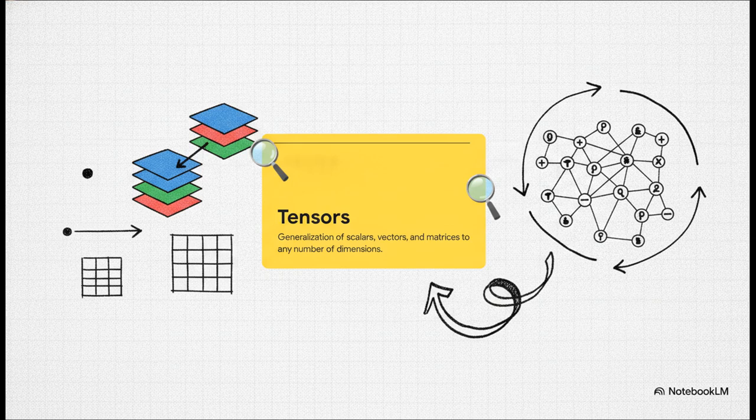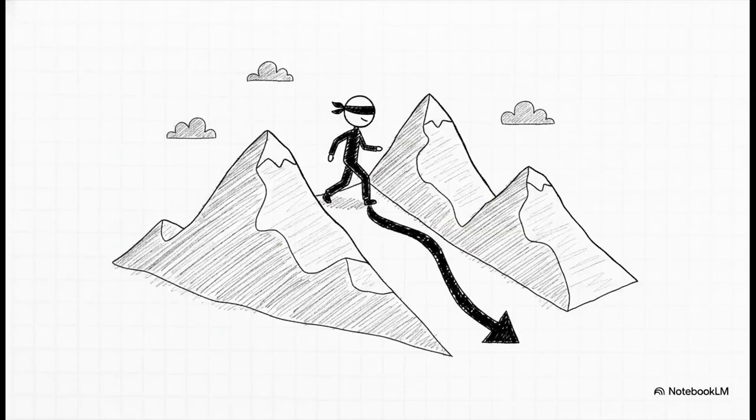And these networks learn by adjusting parameters. You can think of parameters as literally millions or even billions of tiny internal mathematical knobs that weigh the importance of that data. But how on earth does the machine know which way to turn all those millions of knobs?